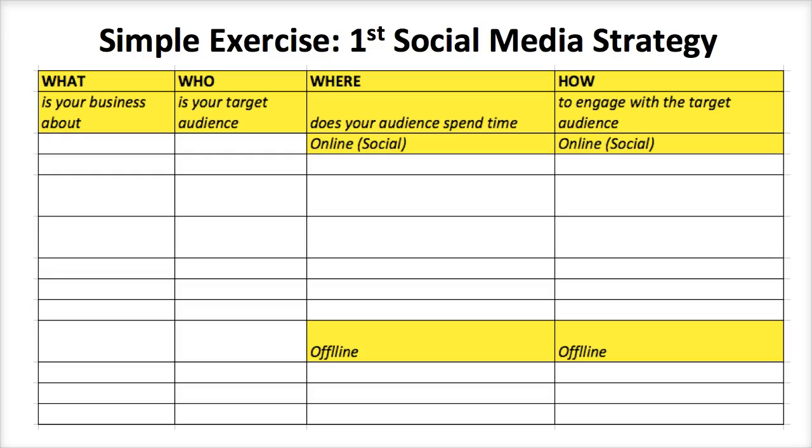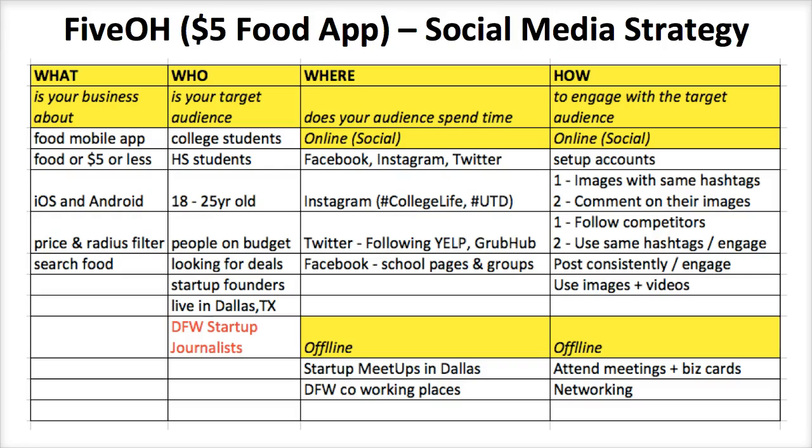In the third column, the where column, write down all the online and offline channels that you think your target audience spends the most time at. And then in the last column, write down all the ideas that you can think of on how to engage with your target audience on the channels that they are at.